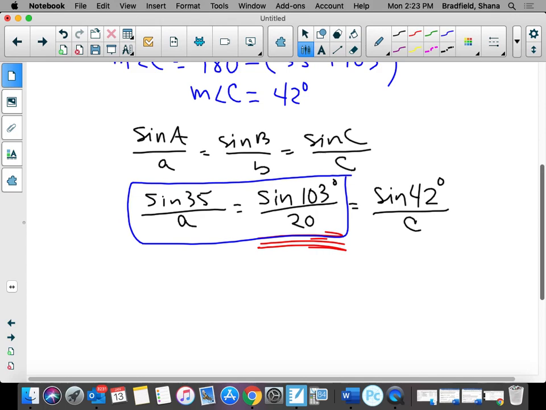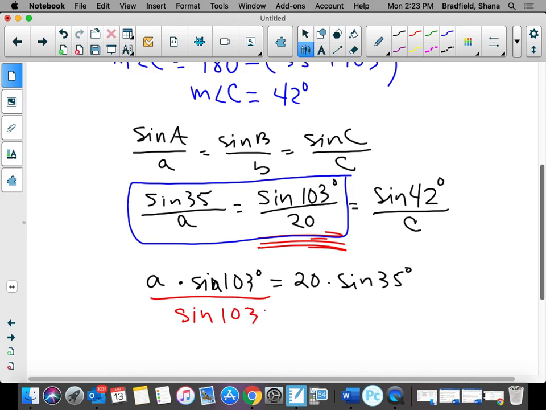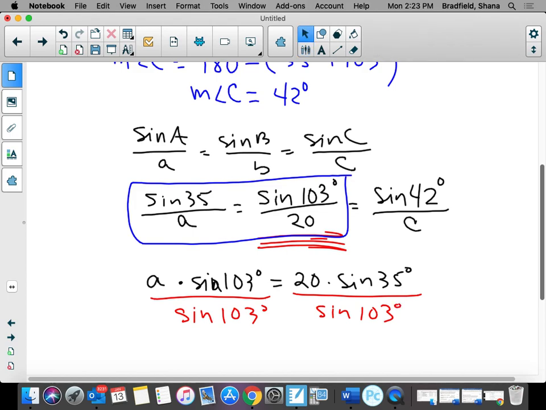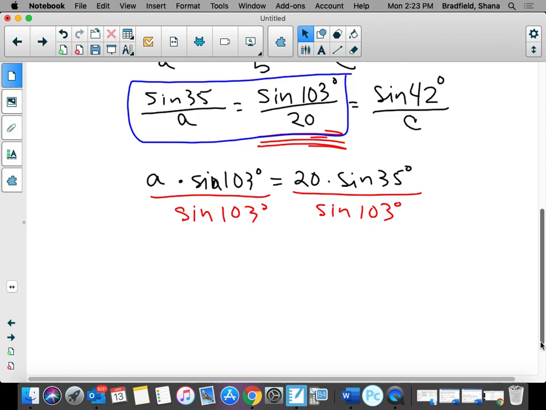So in this case, I'm going to take A times the sine of 103 and set that equal to 20 times the sine of 35. And we'll divide by sine of 103. Notice that I didn't go ahead and simplify the sines. I'm going to just put all of this in my calculator at once, and that keeps me from getting my answer too far off, because I am going to end up approximating here.